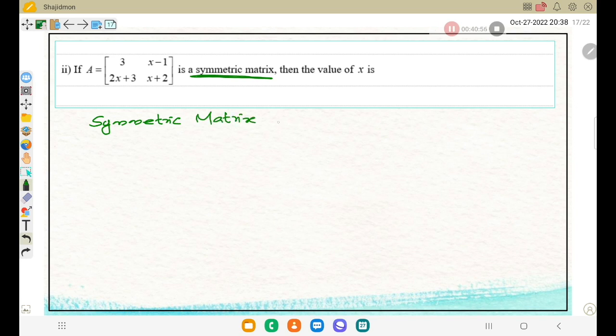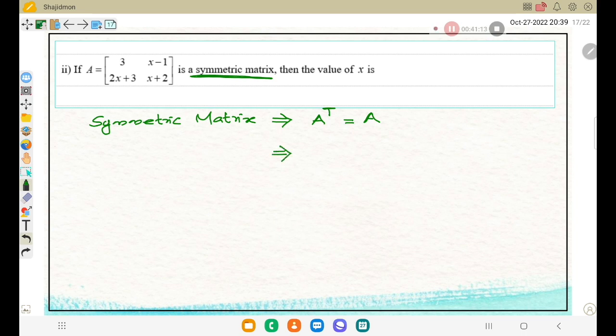Then what is the value of x? Okay, x equal to how much? That is the question. Now, what is the meaning of symmetric matrix? Symmetric means when you are taking A transpose, it should be the same as A. A transpose equal to A. That is the meaning of symmetric matrix.